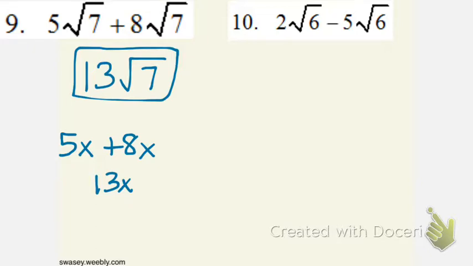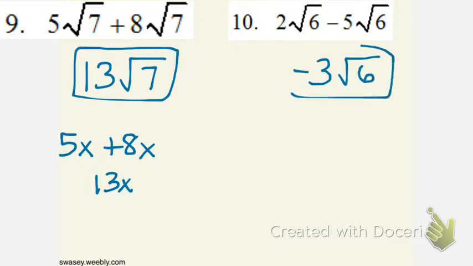Number 10, 2 square root 6 minus 5 square root 6 gives us negative 3 square roots of 6. Again, same type of idea as 2x minus 5x, which would give us negative 3x.